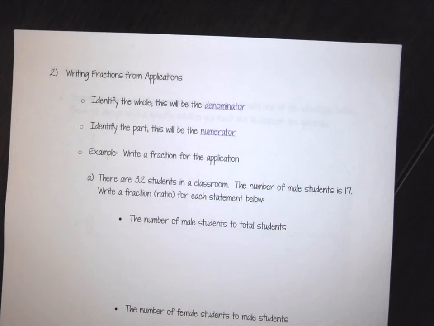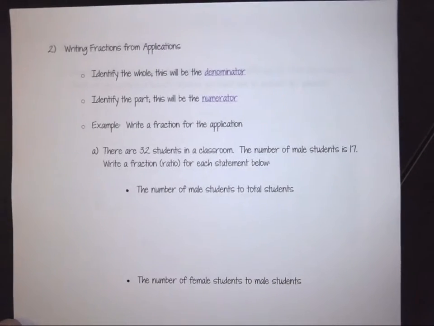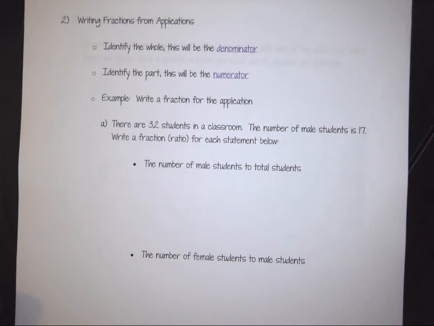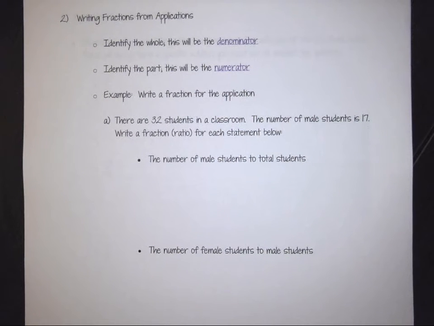Now, another thing that we have to do fairly often is we have to be able to read applications, which is a big fancy word for story problems. And we have to be able to create our fractions or our information based on what's given. So we have to be able to identify the whole and identify the part. The whole is talking about the denominator. It is talking about the overall total value that we are looking at. And the part is how much of the total value we are actually talking about.